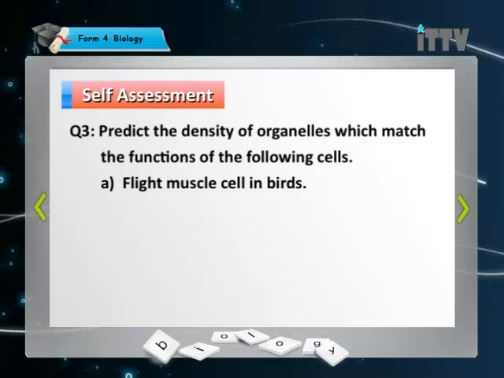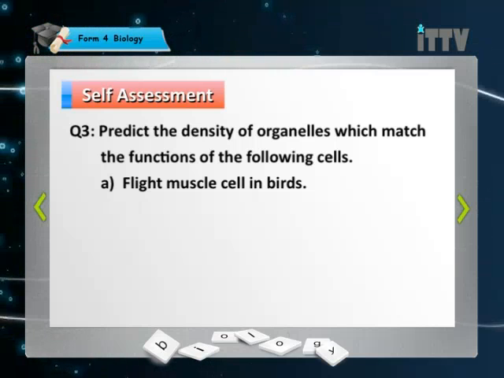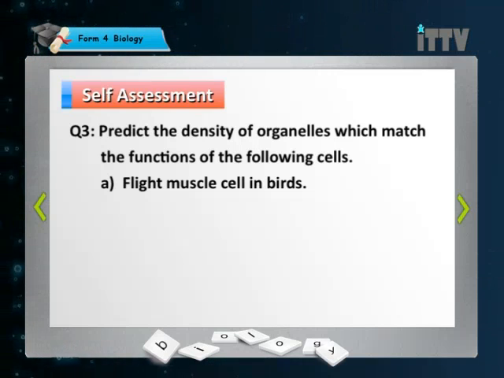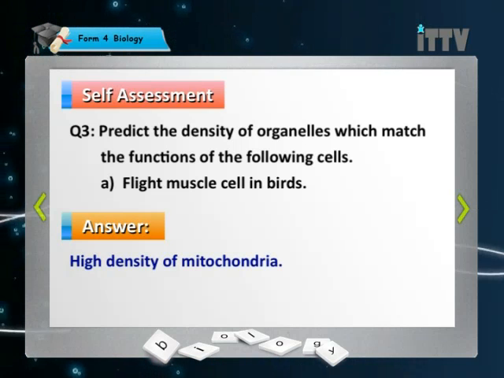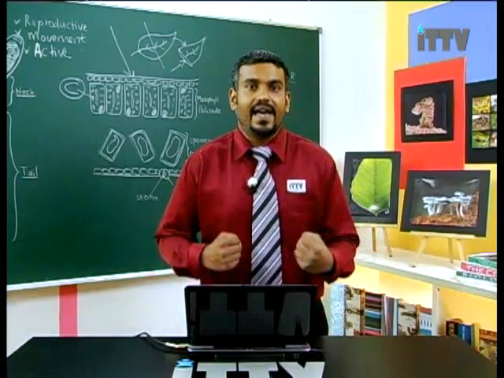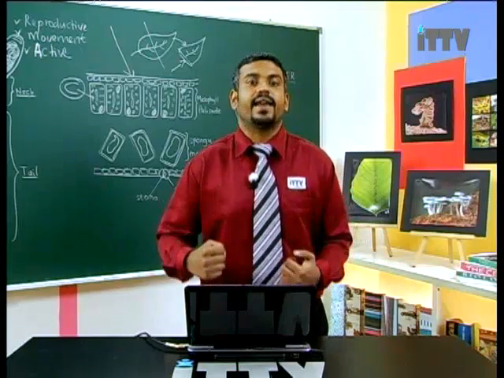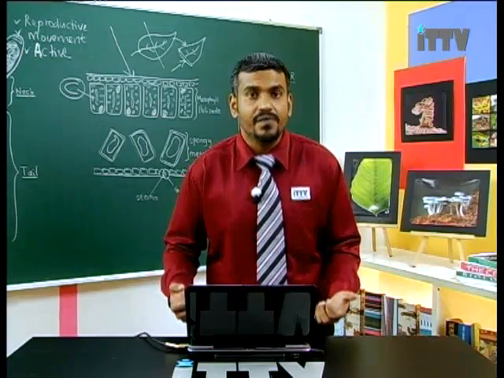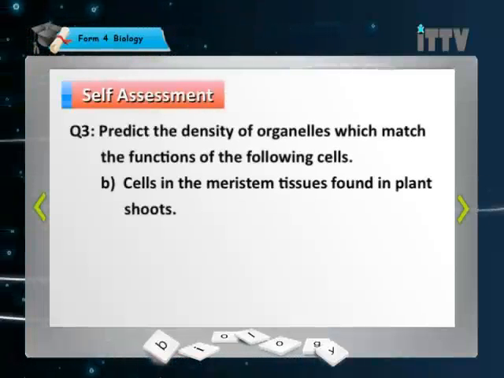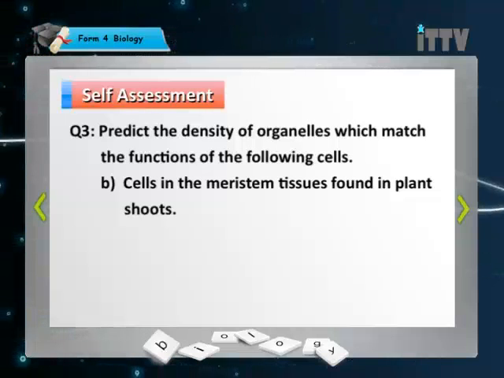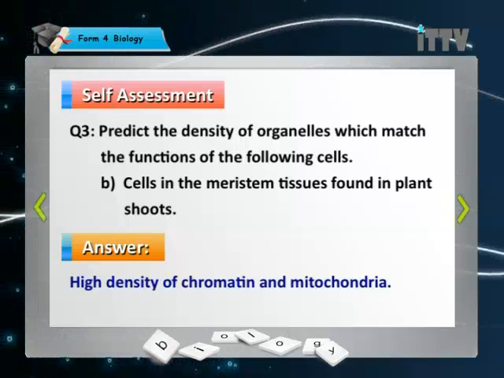Next, predict the density of organelles which match the functions of the following cells. Flight muscle cells in birds. These muscles have a high density of mitochondria. Once again, the bird's muscle has to be of high intensity. That means they will have to produce a lot of energy to carry them in flight. So they will obviously need a lot of mitochondria. Next one. What about the cells in the meristematic tissue found in plant shoot? Cells in meristematic tissue have a high density of chromatin and mitochondria.